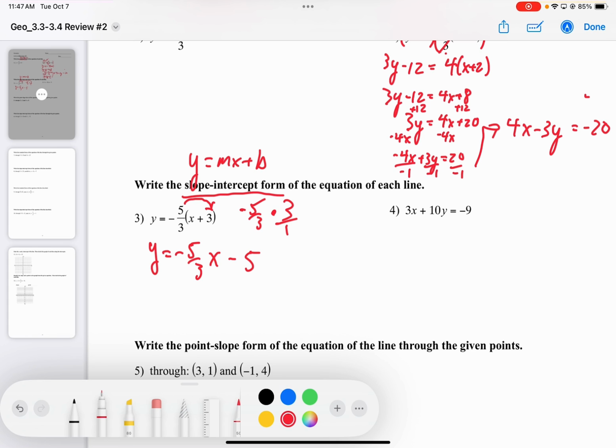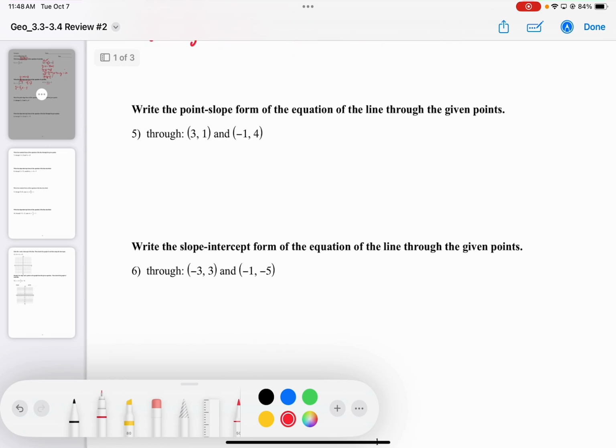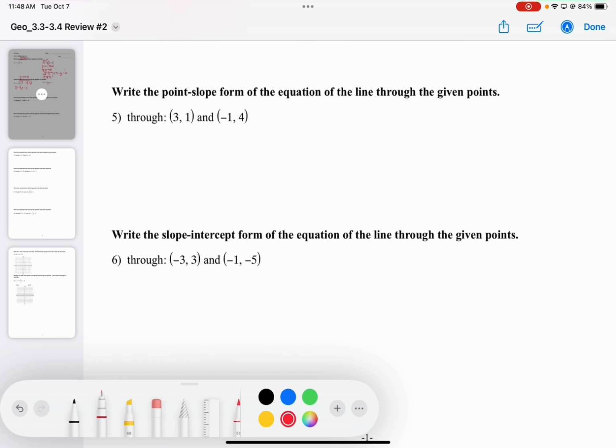Okay? All right. 4 is a little more difficult, but it shouldn't be that bad. I want to get this in y equals mx plus b, which means I need to solve for y, right? So I would subtract 3x, divide everything by 10, and then you would end up with your answer. Okay?